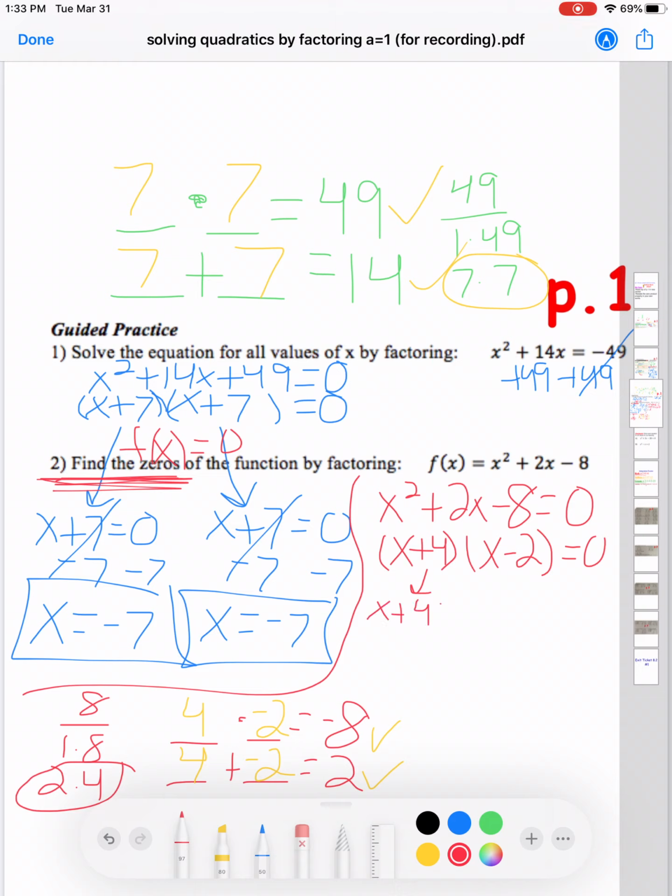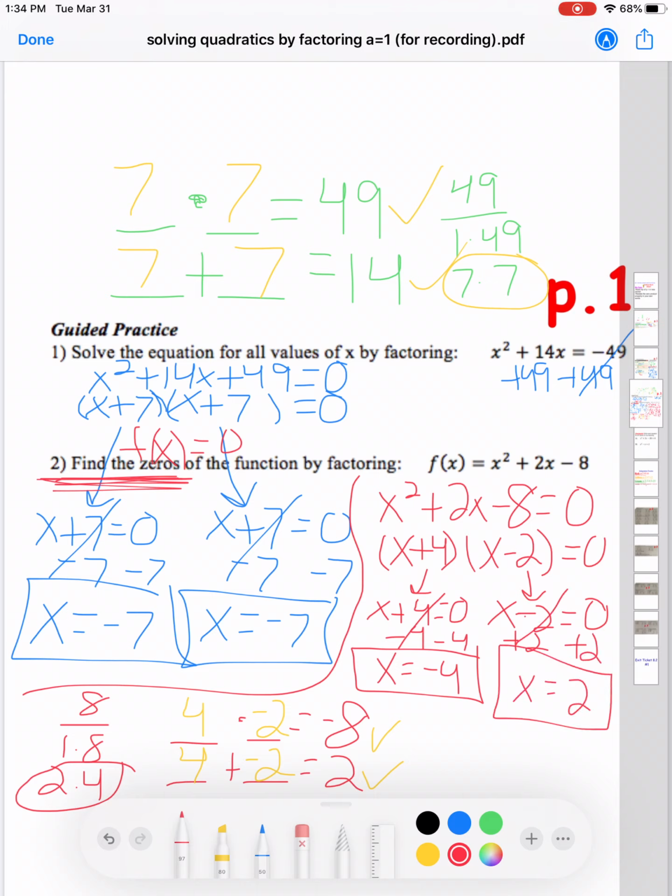You're going to set x plus 4 equal to 0, and you're also going to set x minus 2 equal to 0. Using our inverse operations here, I'm going to subtract 4 on both sides. So I'll get x equals negative 4. And over here, our inverse operation will be to add 2. And we'll get x equals 2 as our other answer. So you'll notice for number 2, we have two different answers, or two zeros. We have x equals negative 4 and x equals positive 2.